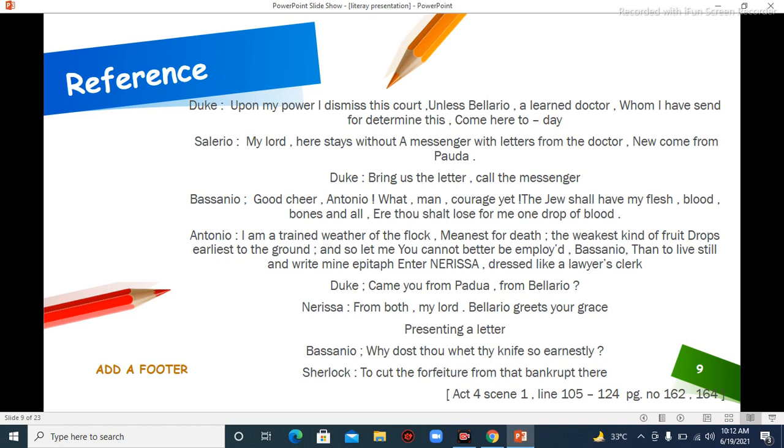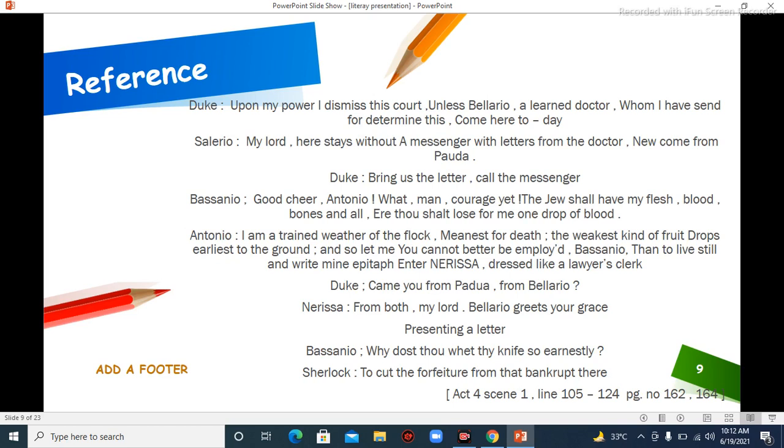Bassanio asks Shylock why he is sharpening his knife. Then Shylock says it is to cut a piece of flesh, which he has symbolized here with a semantic code to say bankruptcy. So we will discuss the semantic code later on, inshallah.